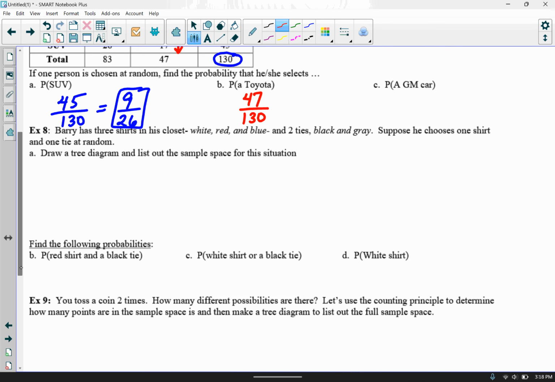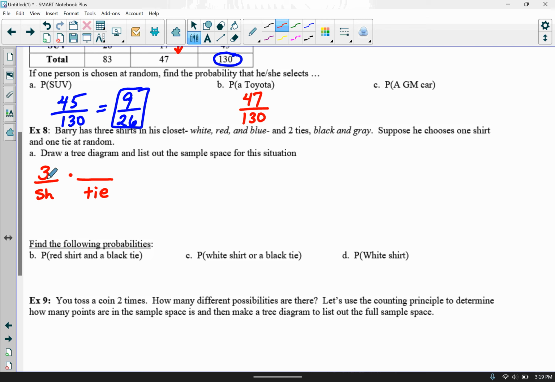In example 8, we're throwing back to our tree diagram and sample space. Okay, so here it says that Barry has 3 shirts in his closet, a red, white, and blue one, 2 ties, black and gray. And suppose he chooses 1 shirt and 1 tie at random. We want us to draw a tree diagram and list out our sample space. So I'm going to draw my 2 blanks representing choosing the shirt and choosing the tie. So when he chooses his shirt, he has how many shirts to choose from? Hopefully you agree, that'd be 3 choices, right?